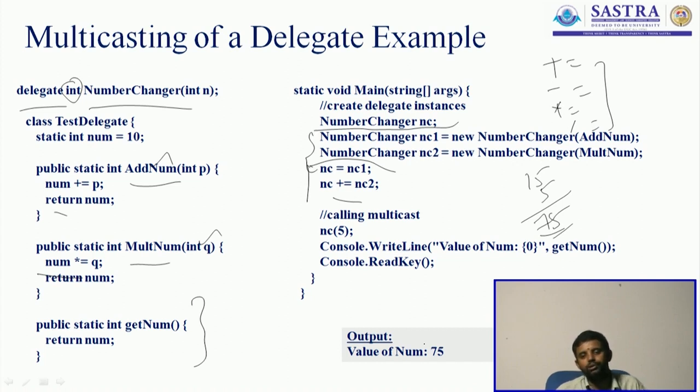Right, now you may be in a position to understand what we mean by multicasting of a delegate. That is, more than one operation can be there. You want to perform something based on the prior activity we have done. So this may help you in understanding how to perform the multicasting of a delegate.